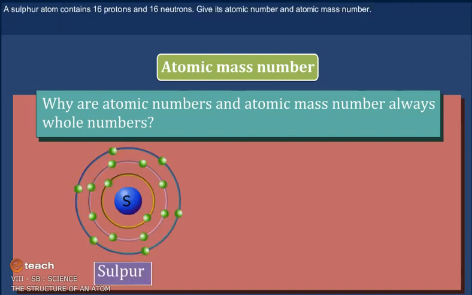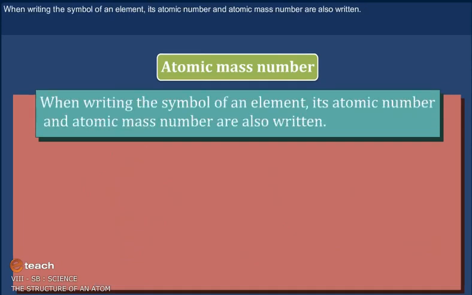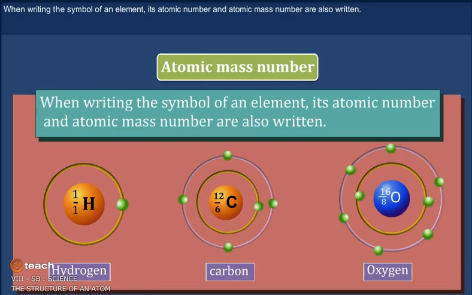A sulfur atom contains 16 protons and 16 neutrons. Give its atomic number and atomic mass number. When writing the symbol of an element, its atomic number and atomic mass number are also written.